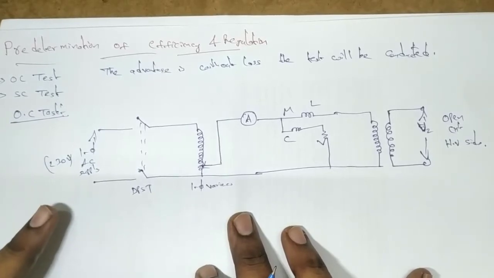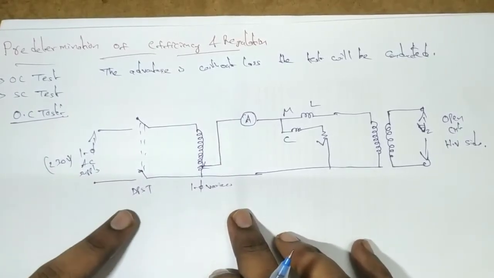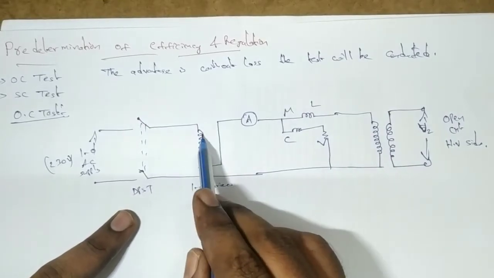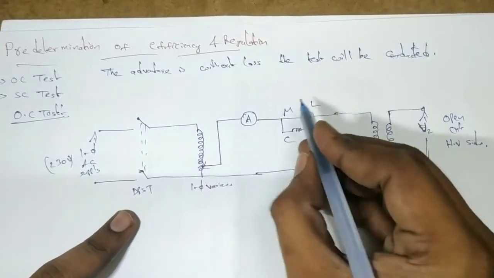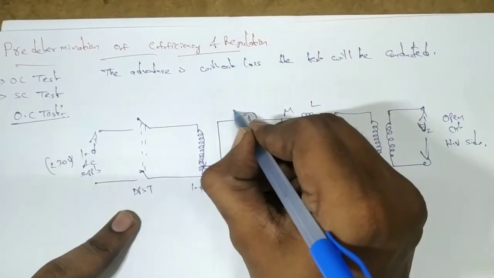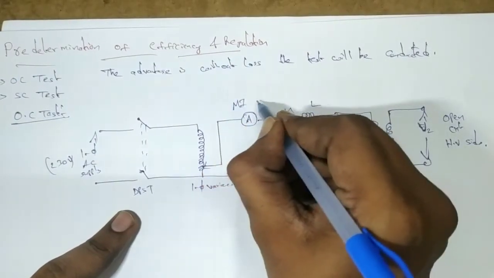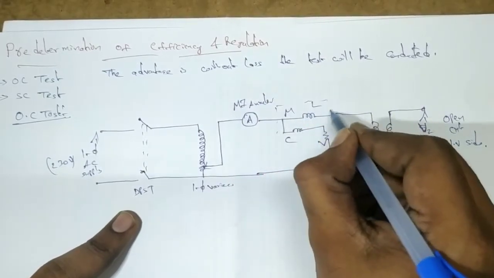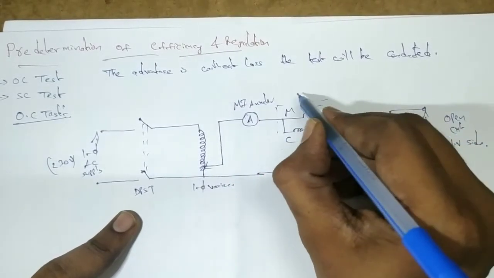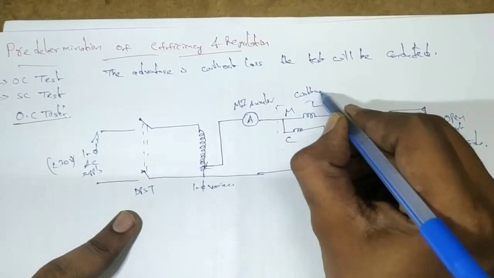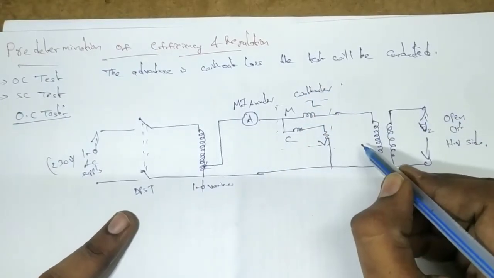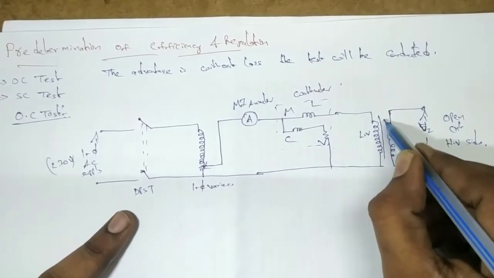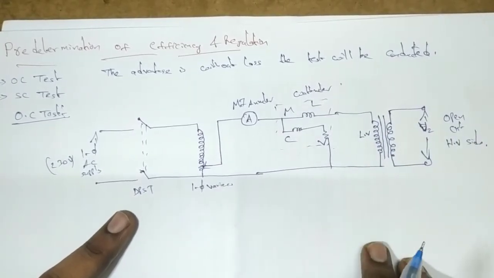So this is the circuit diagram that we are using in the laboratory also. This variac can be varied from minimum to maximum position, and for the OC test this variac is varied up to the rated voltage. When the primary voltage is set to its rated value with the help of the variac, then we have to note down the values of the ammeter and voltmeter.